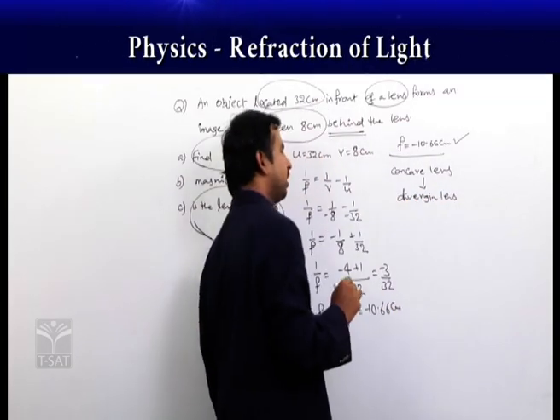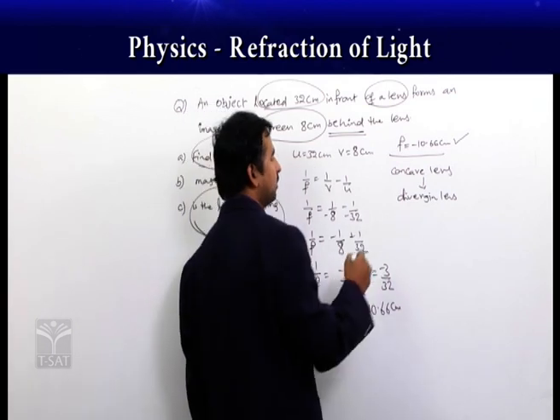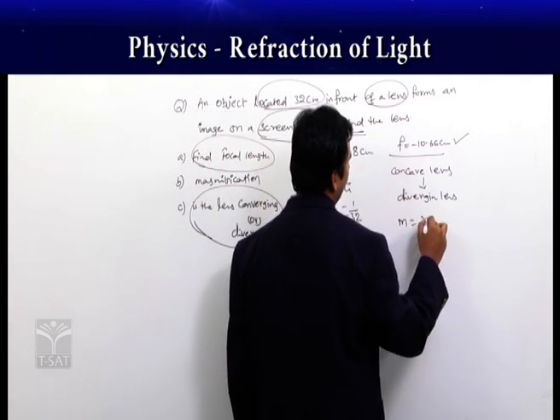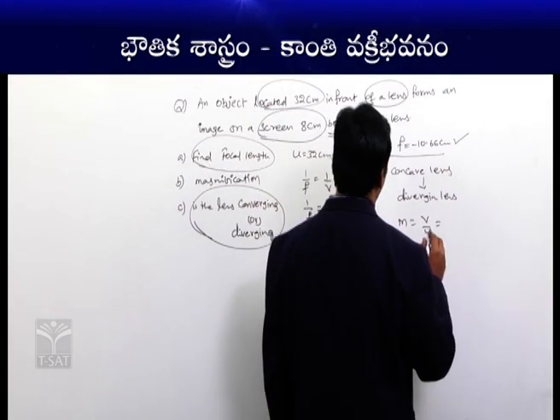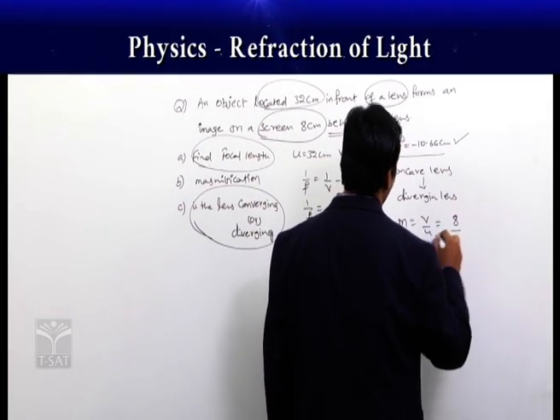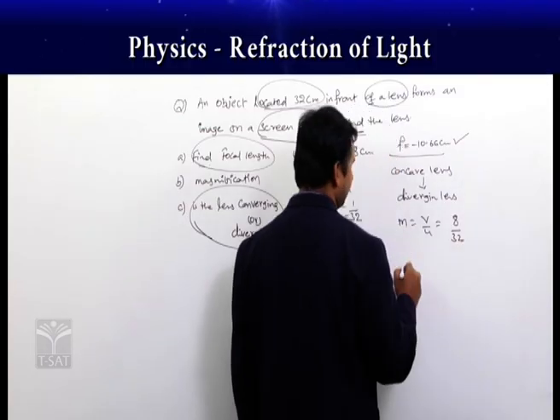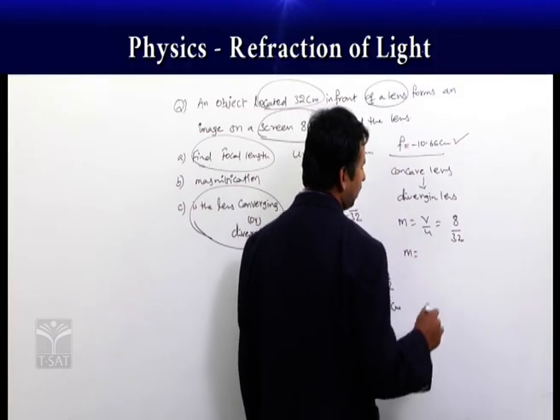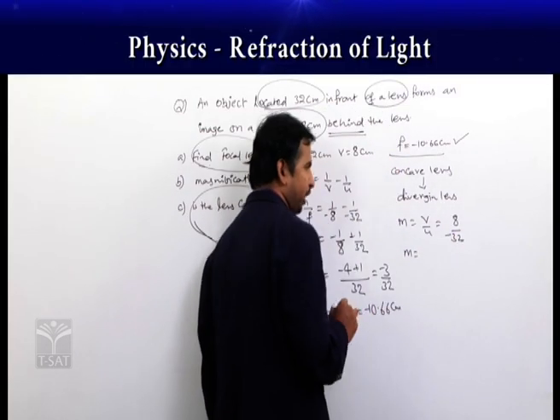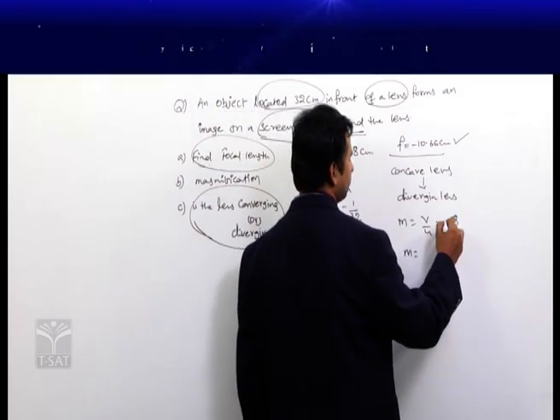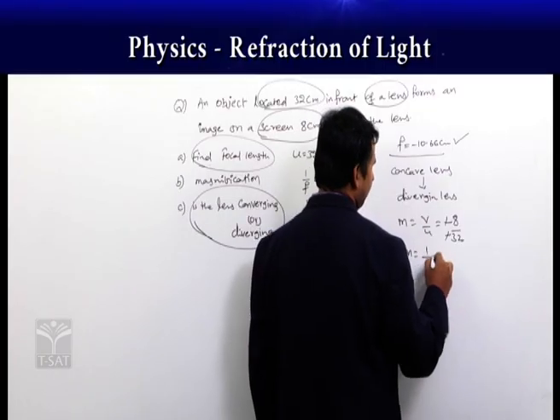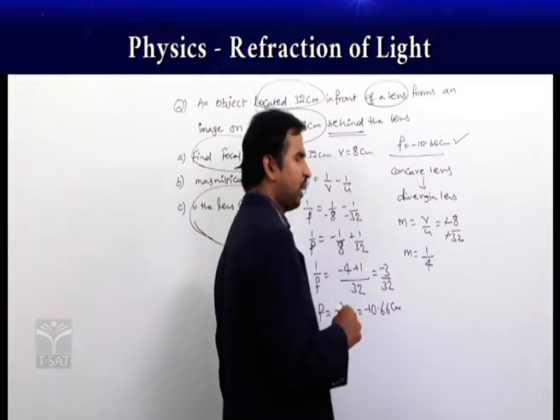Now if it comes to the case of magnification, where magnification m is equal to v by u. The v value is already given as 8 centimeters and the object distance is 32 centimeters. We have to take the object distance as negative, and the image distance in this case is again negative. That minus minus gets cancelled. Finally we got m is equal to 1 by 4.